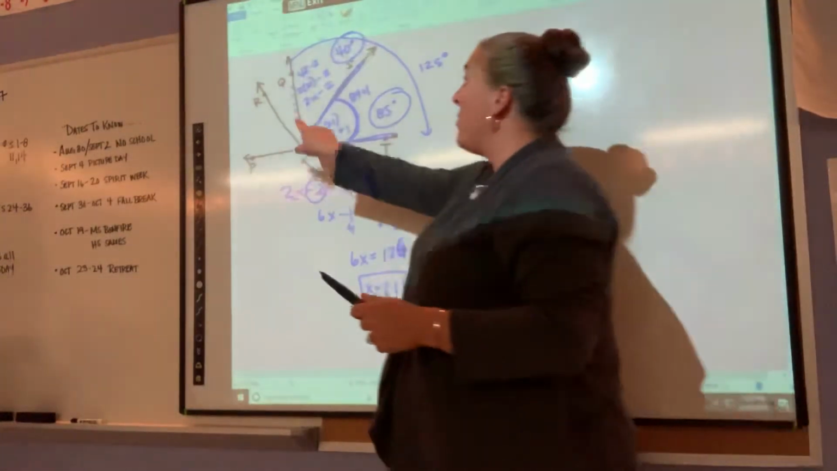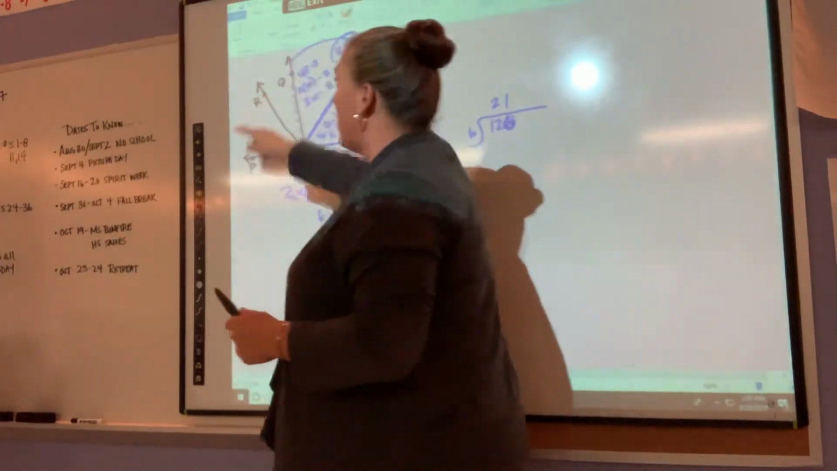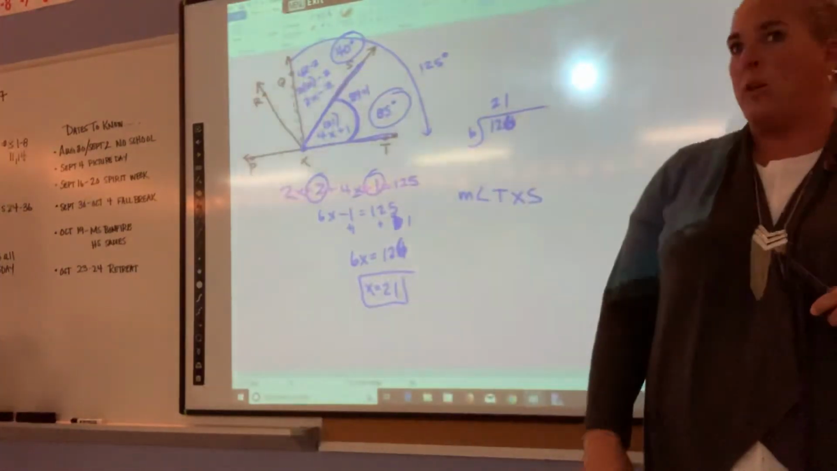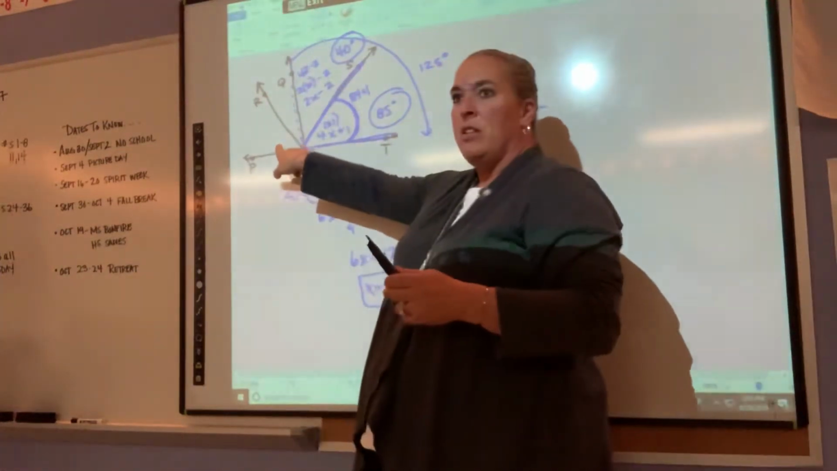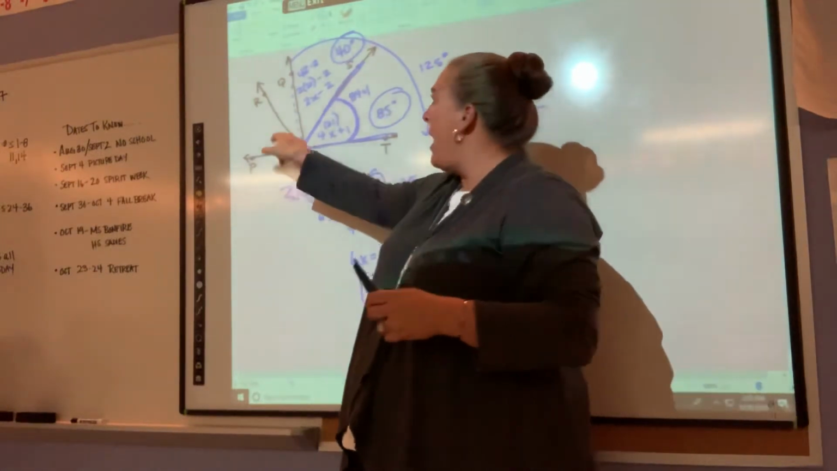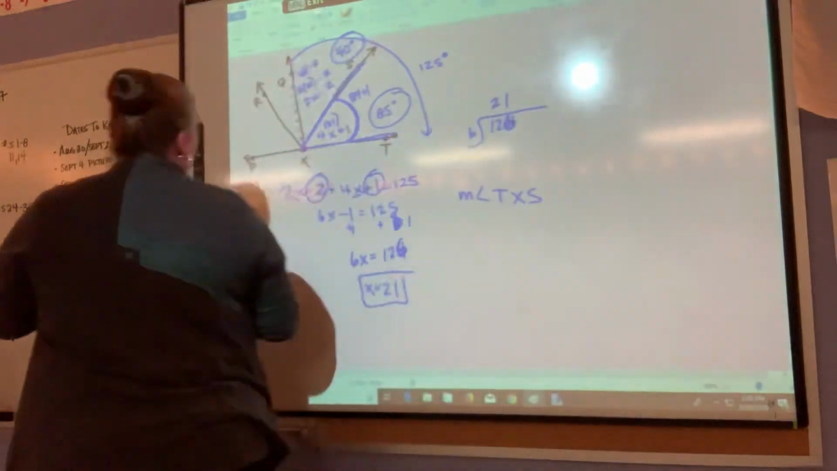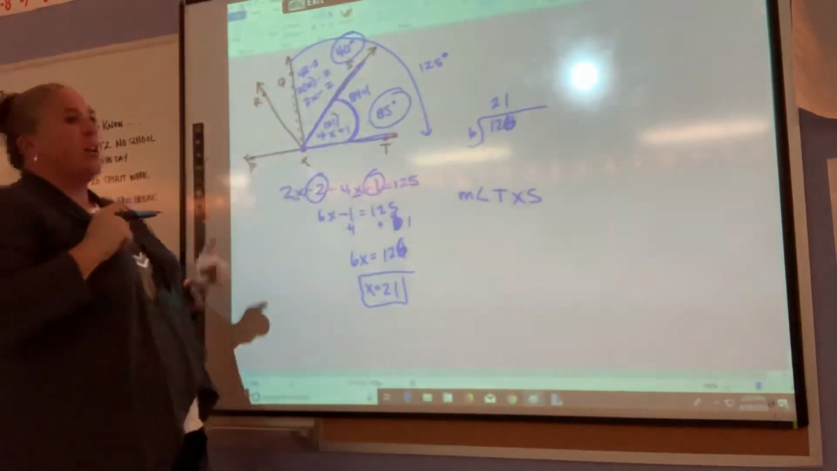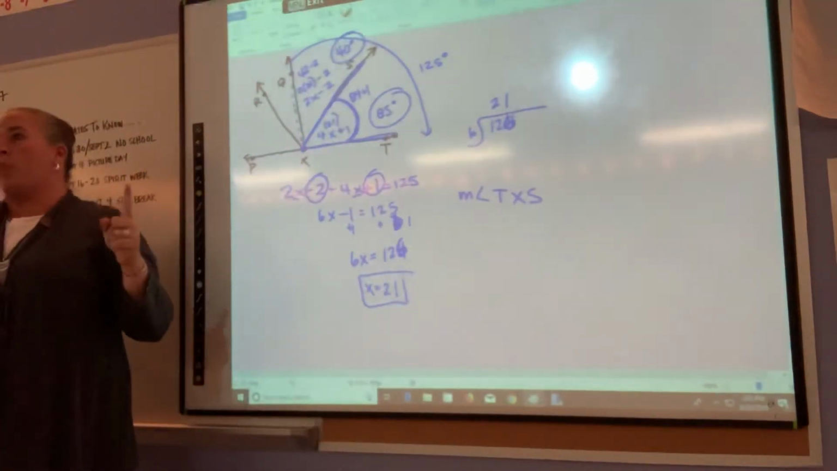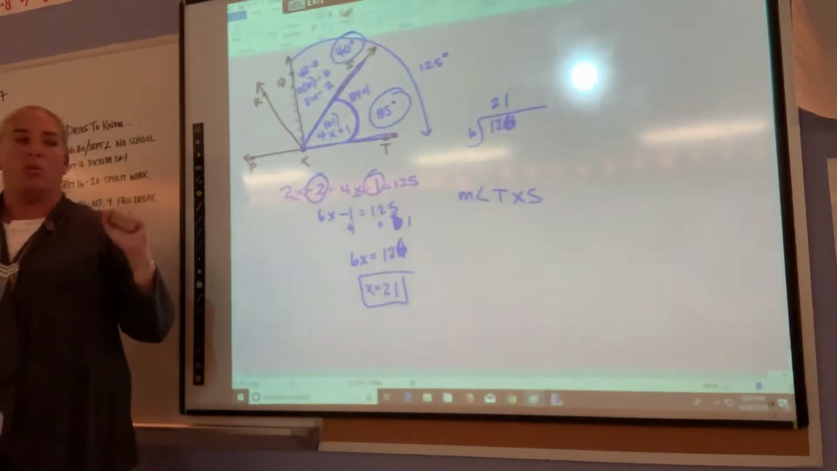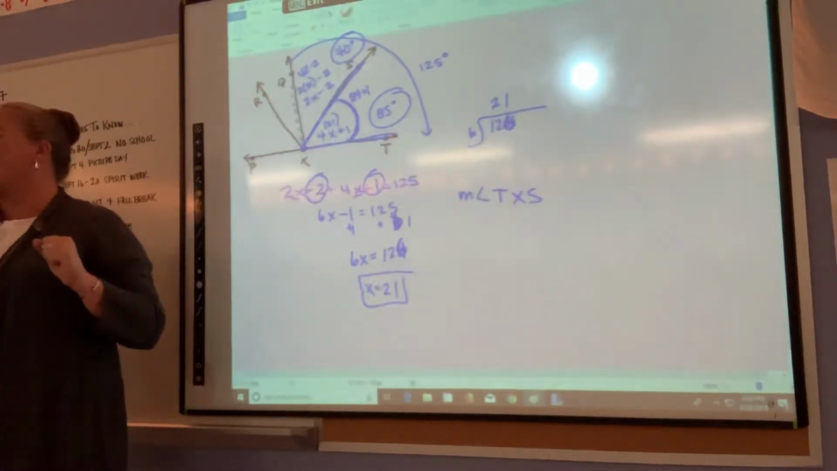Now, if they ask me for this piece right here, QXR, could I figure that out? No. Can I figure this guy out right here? Nope. I can only tell you what's left over with the whole piece, not the piece of it. Now, if they told me that XR was an angle bisector, could I figure out what either of those are? Yeah. Pretty cool. Clear as mud?